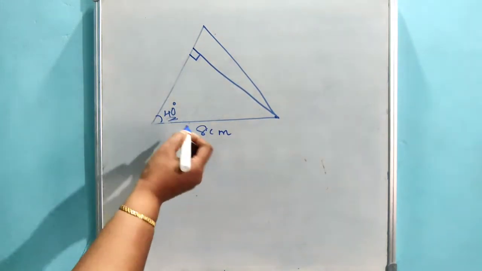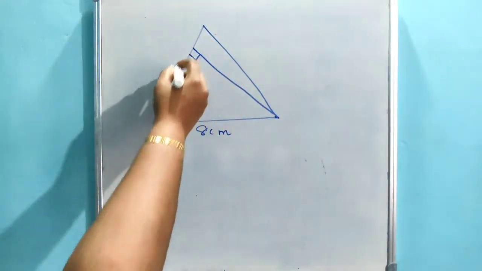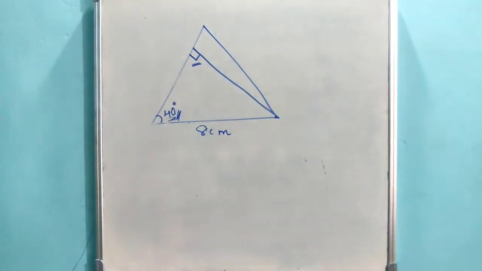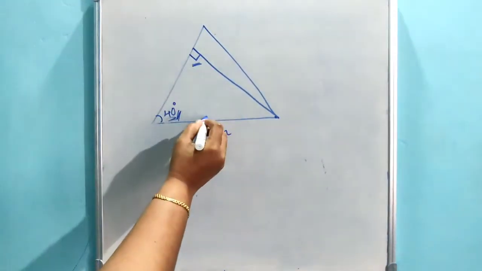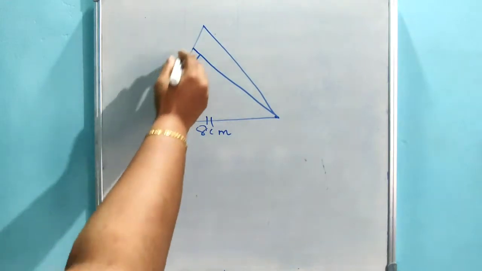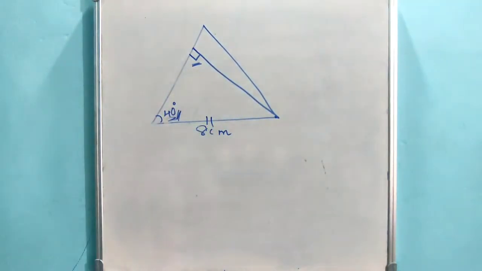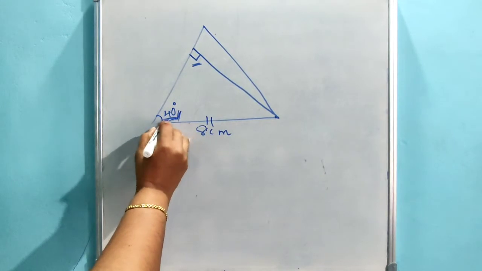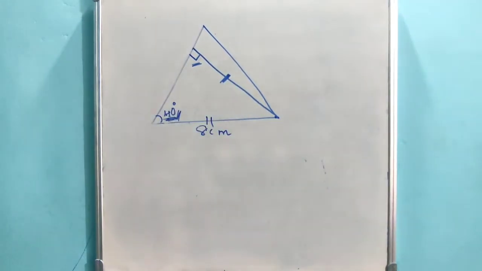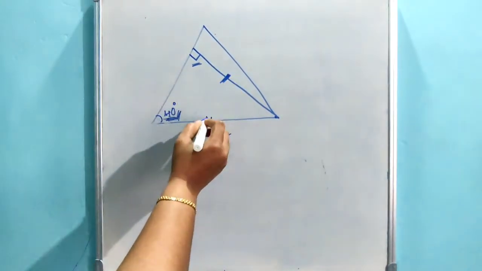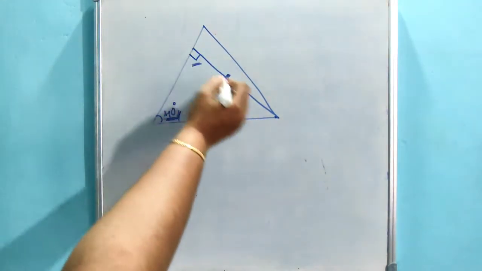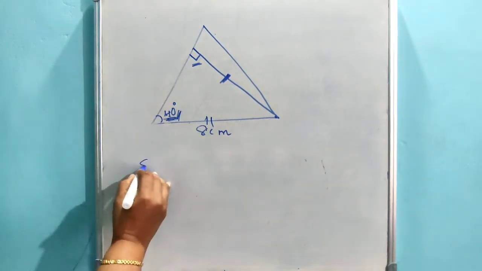Here, if we consider this right triangle, this angle is equal to 90, this one is equal to 40, and this side 8 centimeter is actually the hypotenuse. If we compare to this angle 40 degree, the opposite side is this side, right? Then the ratio between opposite side and hypotenuse is the sine ratio. So using the sine value, we can find out the perpendicular distance. What is sine 40?